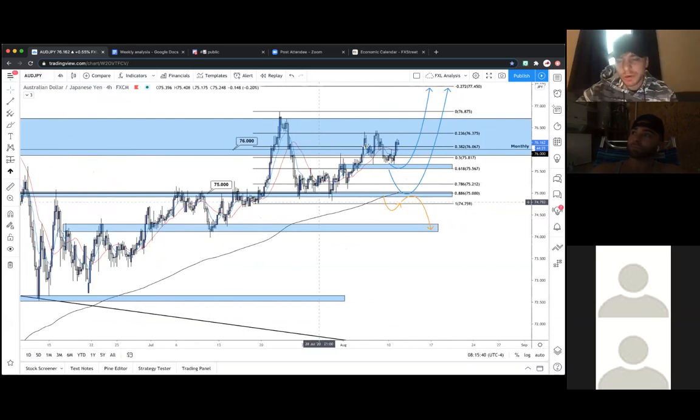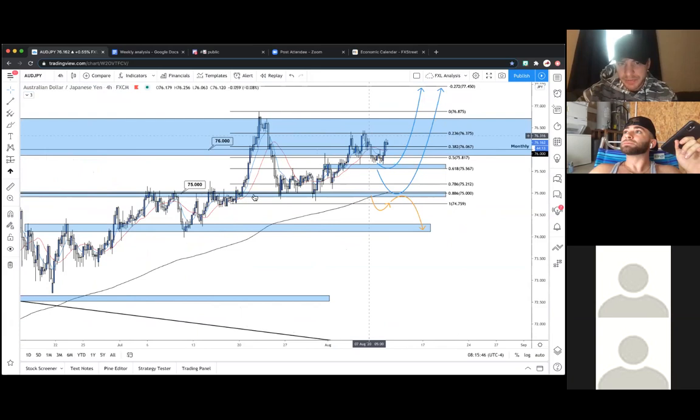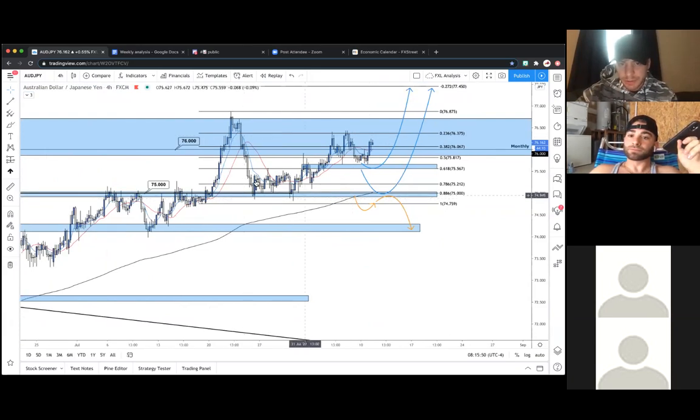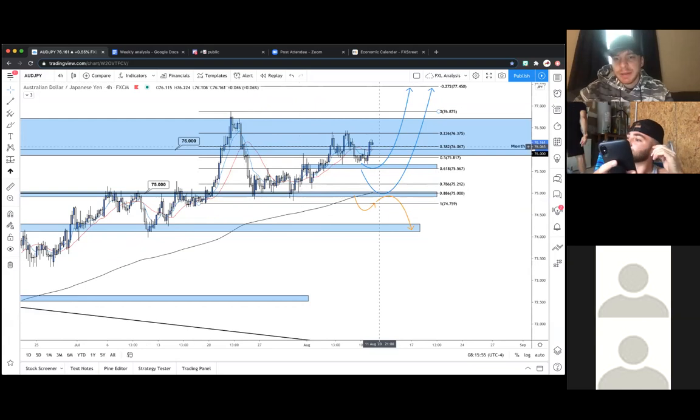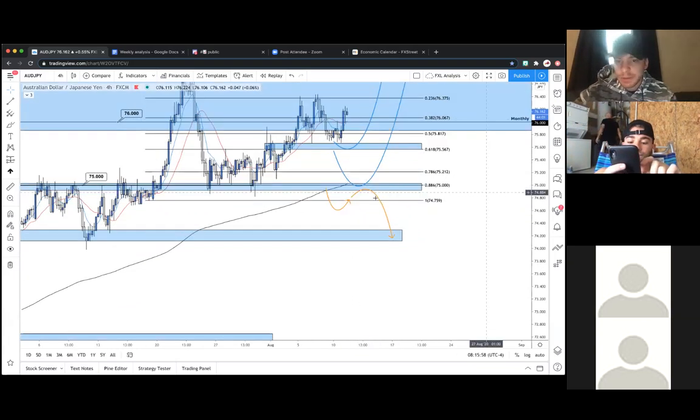So currently price action is kind of stuck between the 76 area, which is our monthly zone, and the 75 flat support. So we saw a double bottom here, nice little box pattern. It broke, retested, and then continued to the upside. And right now we're getting a little more consolidation. So this is a good thing because we're getting consolidation at such a huge level.